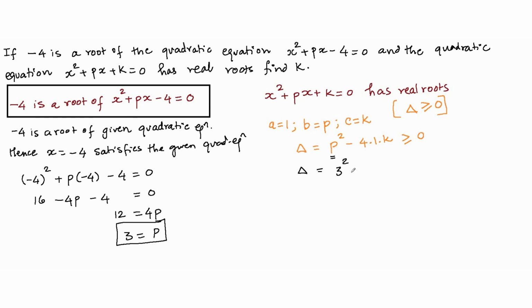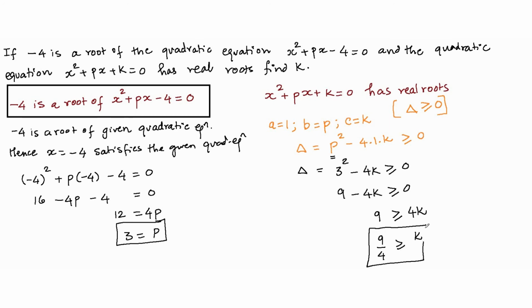So 3 square minus 4k has to be greater than or equal to 0, which means 9 minus 4k has to be greater than or equal to 0. Shifting the 4k to the other side, 9 has to be greater than or equal to 4k, which means 9 by 4 is greater than or equal to k, right? The 4 in multiplication goes down to division, and hence the value of k should be less than or equal to 9 by 4.